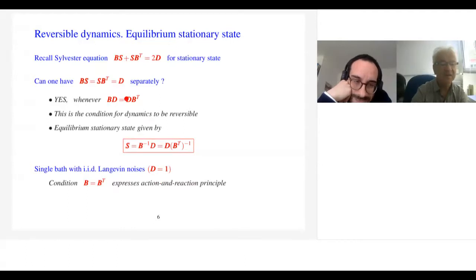Then this condition gives that B is symmetric. And in that context of oscillator dynamics, the symmetry of B just expresses the action and reaction principle. So if you wish, this compatibility condition is an extension, to a more complicated situation with several temperatures or several sources of noise, of this action and reaction principle. Even though in the general case, there is no underlying Hamiltonian. It's a very different picture of non-equilibrium dynamics. So that is for the reversible case.